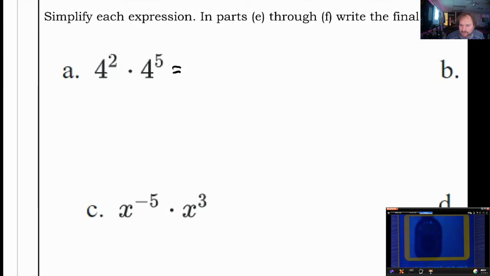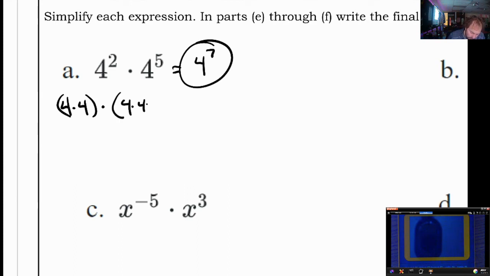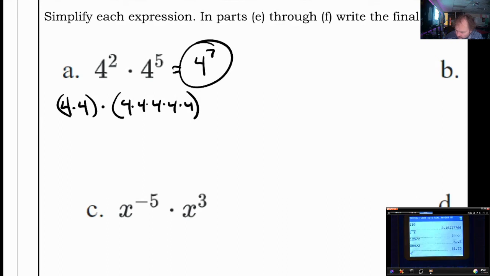We do not need to write the answer as a final number, but this first one is going to be 4 to the 7th power, because all we got to do there is add the 2 and the 5 together. The thinking there is that 4 squared is 4 times 4, and we're multiplying that times 4 to the 5th power, which is 4 times 4 times 4 times 4 times 4. So that's 7 4s being multiplied together. Just for the record, 4 to the 7th power is 16,384, but you don't need to know that.